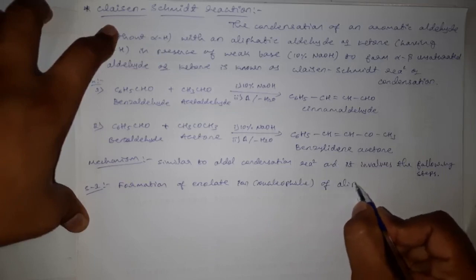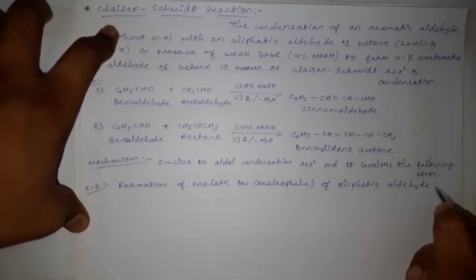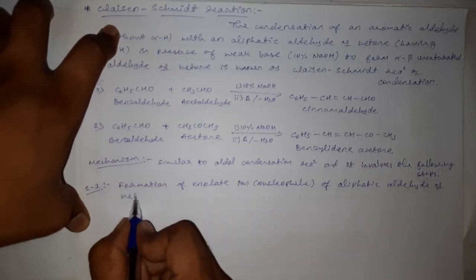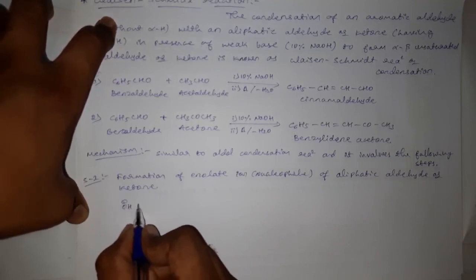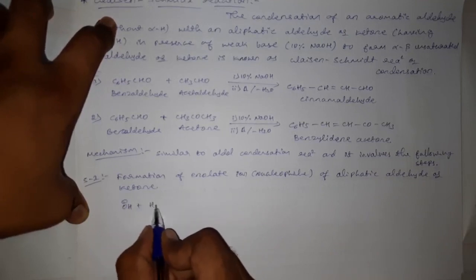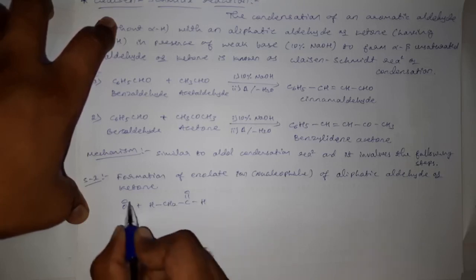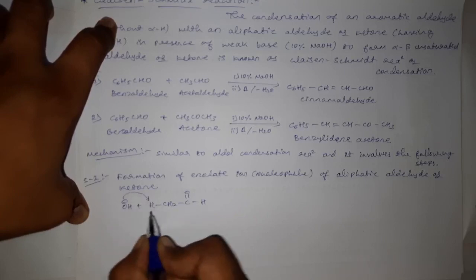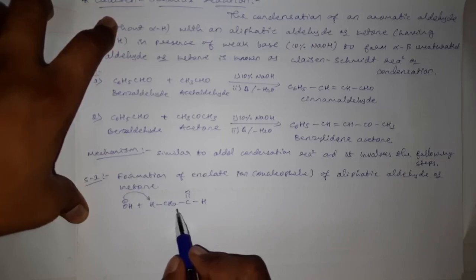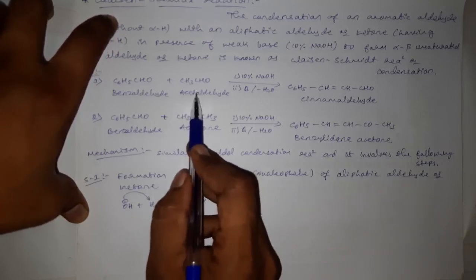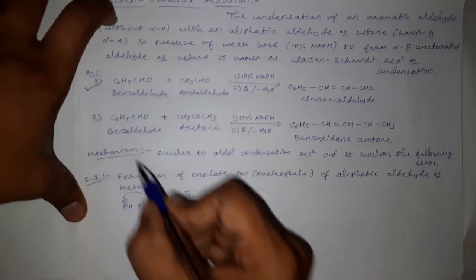of aliphatic aldehyde or ketone. See, the OH group from the base, that is NaOH, will now drag one of the protons, that is the acidic proton, from the aliphatic aldehyde or ketone. And here I am explaining by taking this reaction, that is the reaction of acetaldehyde with benzaldehyde. For this I am writing the reaction mechanism.